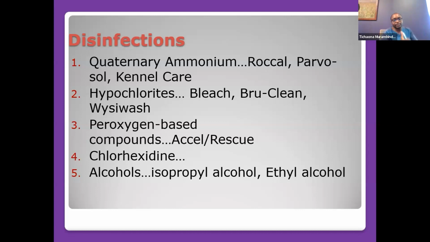But now, in a shelter setting, the most important thing is to know how to do the disinfection. We have 5 different types of disinfectants. The quaternary ammonium, the most common ones being Rocal and Virkon, okay? The quaternary ammoniums are the colorful ones. When you look at where they are being sold, the colorful ones, you normally just pick them. We also have hypochlorites, which is bleach, Clorox, and Wysiwash. Bleach is a little bit more toxic than Clorox and Wysiwash, so that's why they developed those other two. Then the peroxygen-based compounds, Accel and Rescue, and chlorhexidine, and the alcohols like isopropyl alcohol and ethyl alcohol. Those are the alcohols that we're going to talk about.